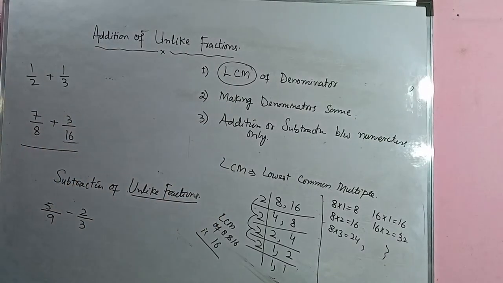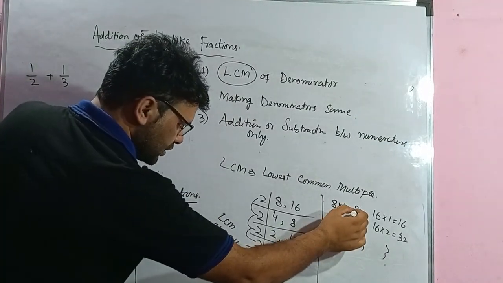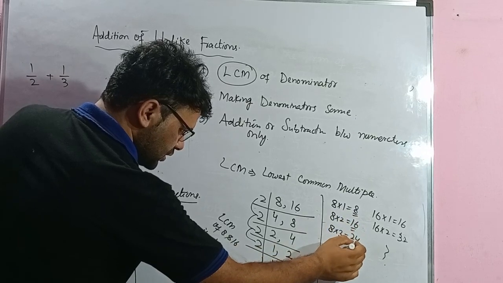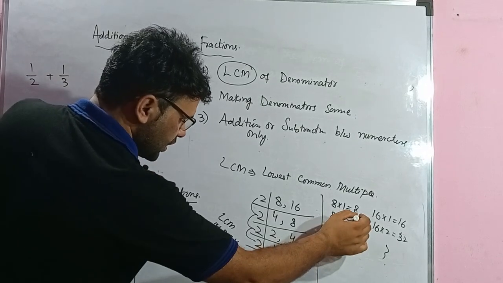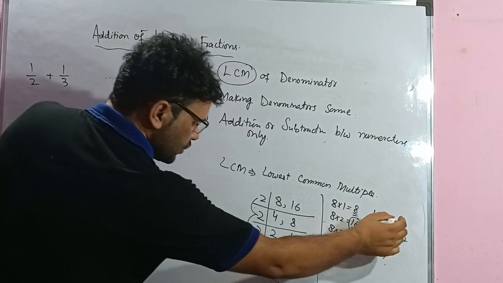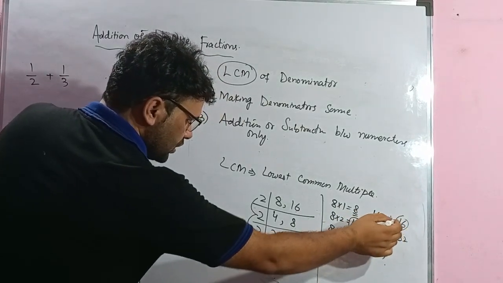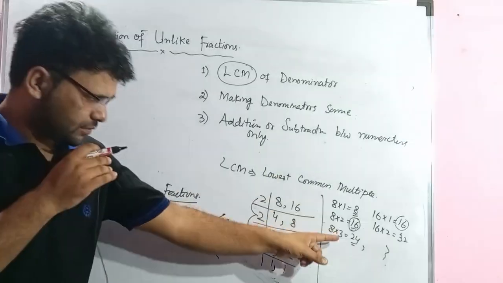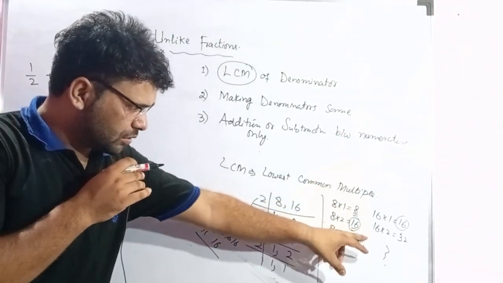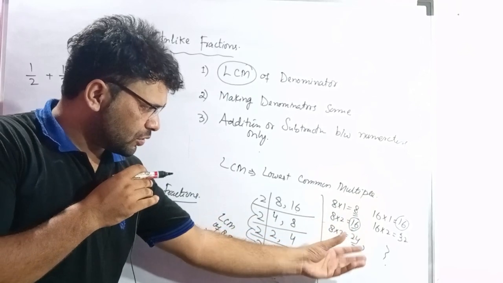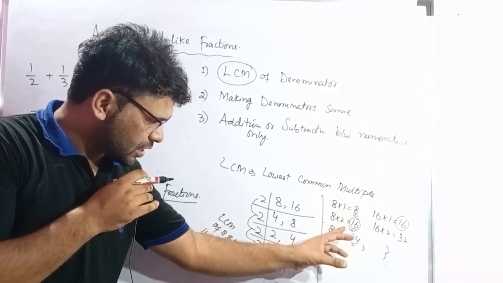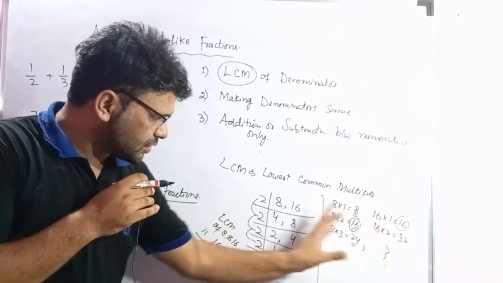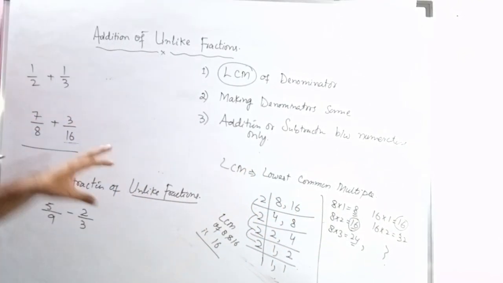You can see from both the tables, here 16 comes, this is the multiple, this is here the multiple. You can see here 16 comes, and here also 16 comes. So it is common. So the lowest common, that means the smallest multiple, smallest common multiple which is present in this table and in this table is 16. This is actually the LCM.